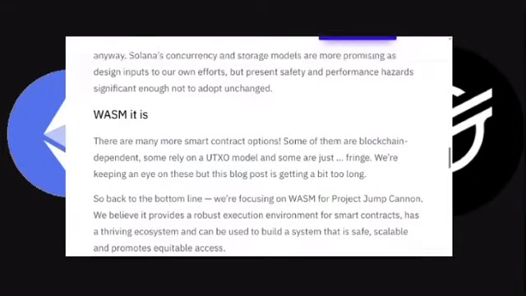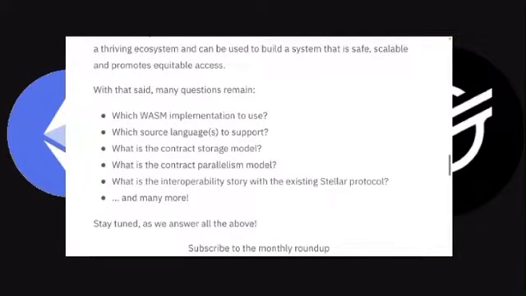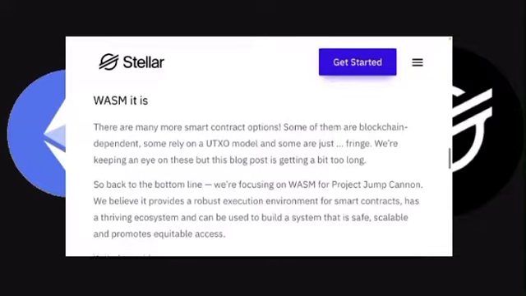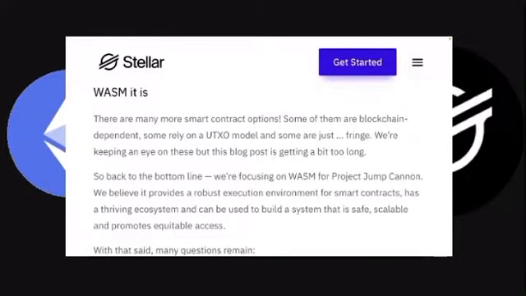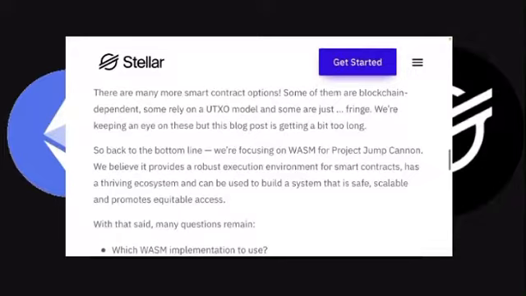WASM is it. So yeah, read through this. There are many more smart contract options. Some of them are blockchain dependent, some rely on the UTXO model, and some are just fragile. We're keeping an eye out for these, but this blog post is getting a bit too long.